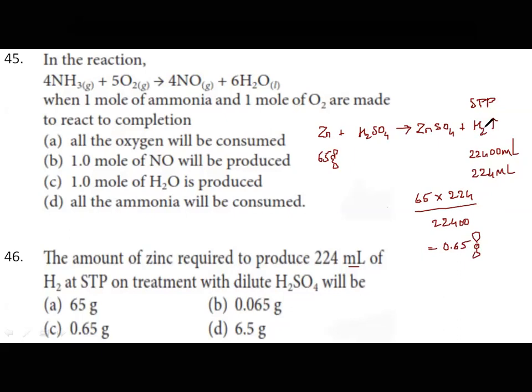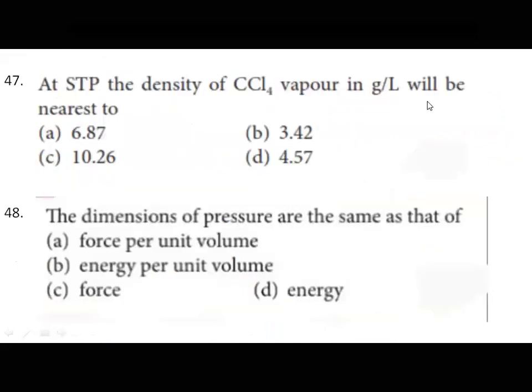Understood? So this is the reaction. From the reaction, we get to know that zinc atomic mass is 65. And since they have said ml, I have to consider the volume here, 22.4 liters, but in ml it becomes 22,400. 65 grams of zinc liberates 22,400 ml of hydrogen. Then if I want 224 ml of hydrogen, how many grams of zinc is required? 65 into 224 divided by 22,400 comes out to 0.65. Yes.